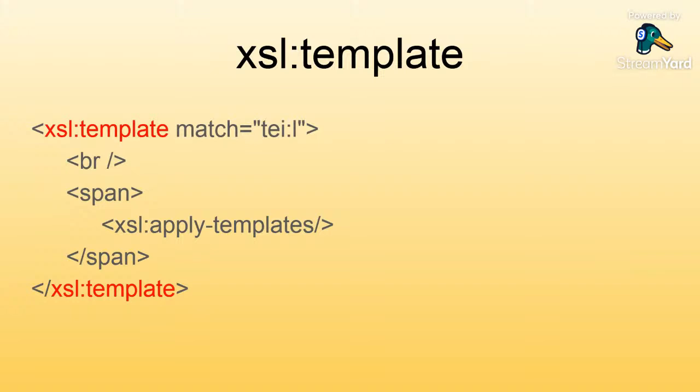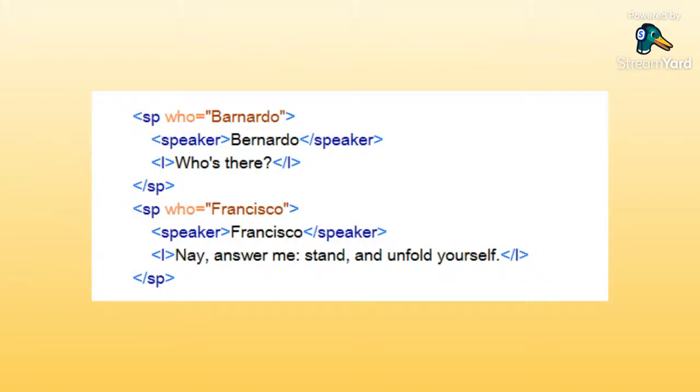When we come across an L element, let's put in a line break in HTML, and then let's apply templates, but let's put the content of that apply templates in a span element, which might enable us to do things with it in CSS at some point later in the publication process.